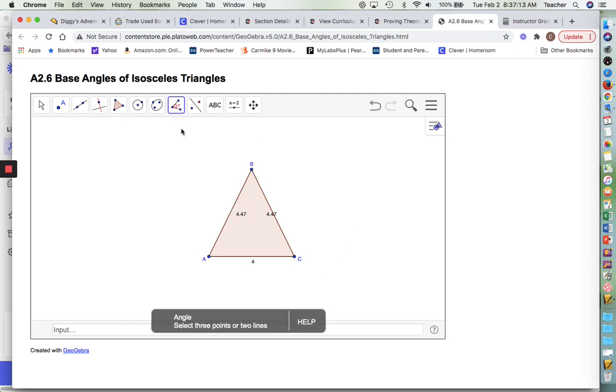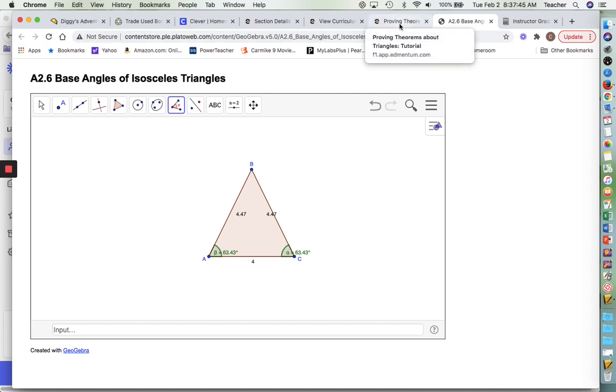So I'm going to come back up here and go to my angle. Remember, I've got to go in a clockwise motion. So to get C, I've got to click on B, C, and A. And to get A, I've got to click in a clockwise motion. So C, A, B. Yeah, definitely. They are both the same, 63.43. And this is definitely an isosceles triangle because the other one is called the vertex angle. It's not going to be the same as the base angles. So 63.43.